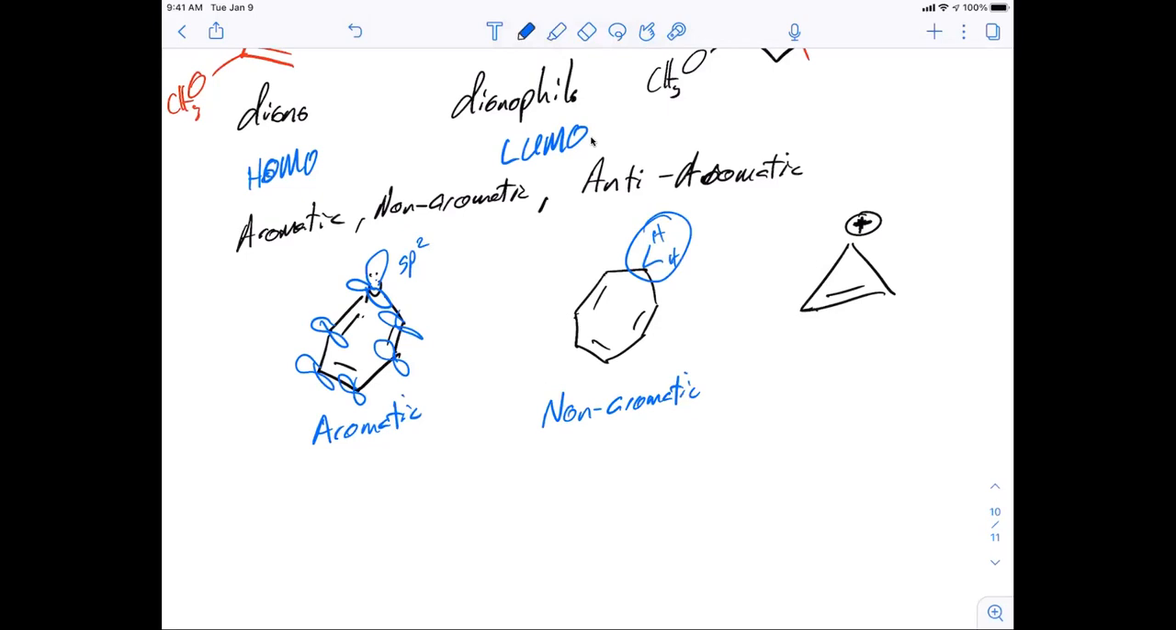The last one, do I have a continuous pi system? Yes, there's not much a three-membered ring can do, right? It's gonna have to be planar. I have an sp2 there, sp2 there, sp2 there. What about my Huckel's rule? Do I have 4n plus 2? Well, 4n plus 2, what if n was zero, right? That would be four times zero plus two would be two pi electrons. So does it have two pi electrons? Yes, so it's aromatic.